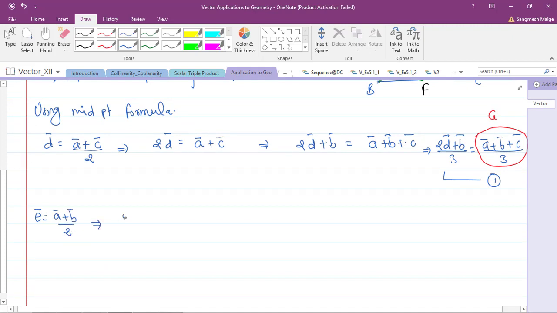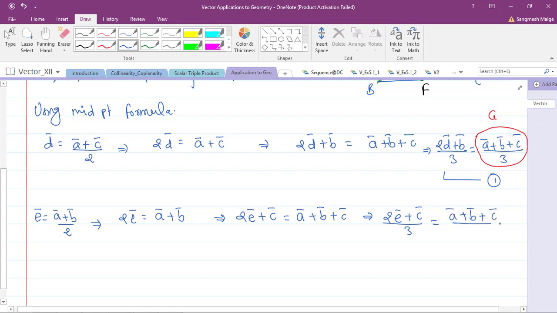So 2E bar is equal to a bar plus b bar. What to do now? You don't have C here, so add C bar on both sides. So 2E bar plus C bar is equal to a bar plus b bar plus c bar. Now next, you divide by 3 on both sides. So you will have (2E bar plus c bar) upon 3, which is equal to (a bar plus b bar plus c bar) upon 3. This is equation number 2.